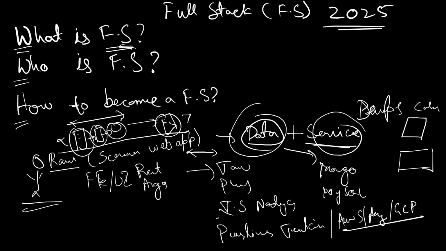So with this example, you understood what is full stack, right? And then you understood who is full stack. Here in our example, Ram is a full stack developer, or if he has to be a one man army to get all this done, he is a full stack developer. Then how do you become a full stack developer?